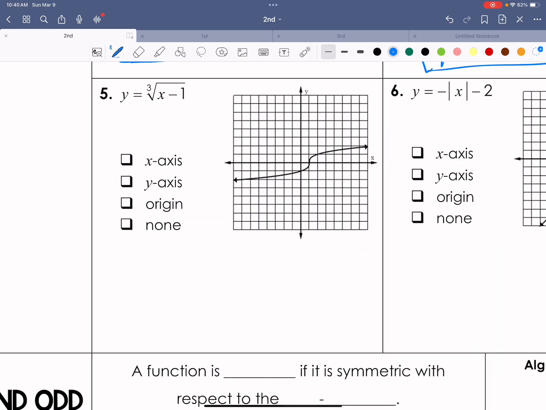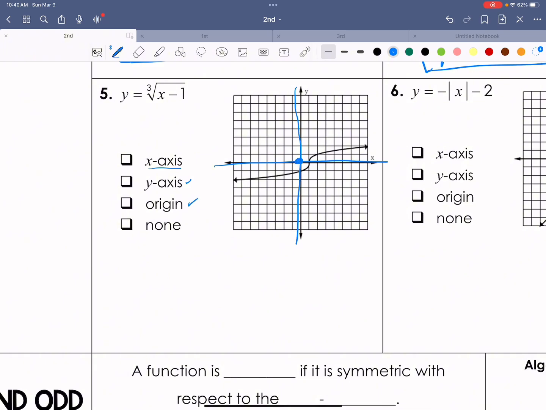Okay, when I look at number 5, is this symmetric to the x-axis? And no, it is not. If I flip it, it's not going to make the identical graph. Is it symmetric to the y-axis? No, it is not. And is it symmetric to the origin?